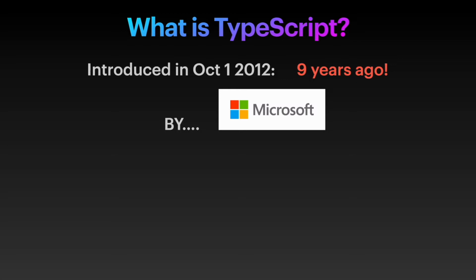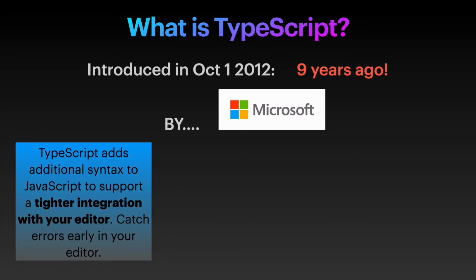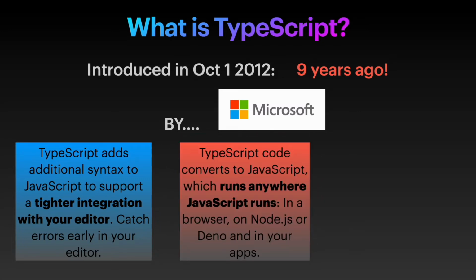Now, according to the homepage of TypeScript, it says TypeScript adds additional syntax to JavaScript to support a tighter integration with your editor. Catch errors early in your editor. So this is pretty straightforward. TypeScript works closely with JavaScript to help us find errors early on in our code, so we don't have to deal with all the problems at the end of our project, which makes it very easy to work with.